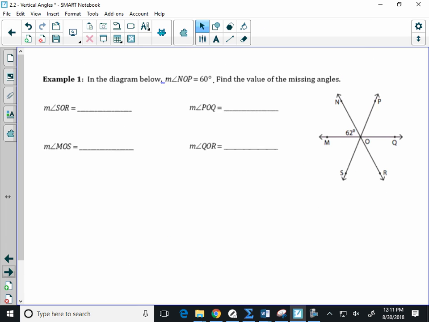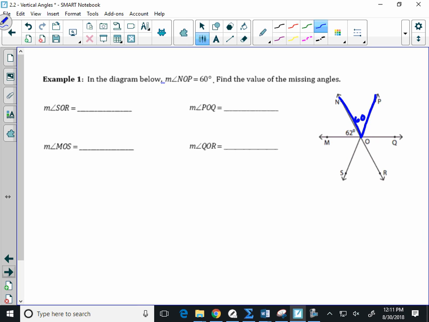So now let's practice this a little bit. The diagram below says angle NOP is 60 degrees. Find the value of the missing angle. What I really like to do is label my diagram as much as I can. I like to think of these as little puzzles. It's kind of hard to solve a puzzle if you're not filling in those missing pieces. So I know NOP is 60 degrees. So here's NOP, that angle right there, 60. It also told us that this angle right here is 62.